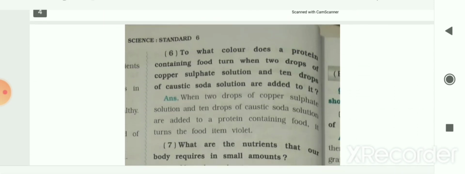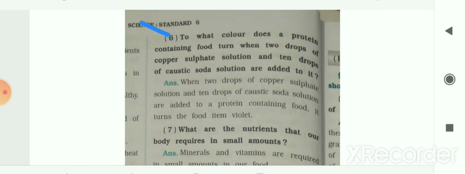The next question, to what color does a protein containing food turn when 2 drops of copper sulfate solution and 10 drops of caustic soda solution are added to it? So when 2 drops of copper sulfate solution and 10 drops of caustic soda solution are added to a protein containing food, it turns the food item violet. So when you pour these drops on a food which contains protein, it turns into violet color.